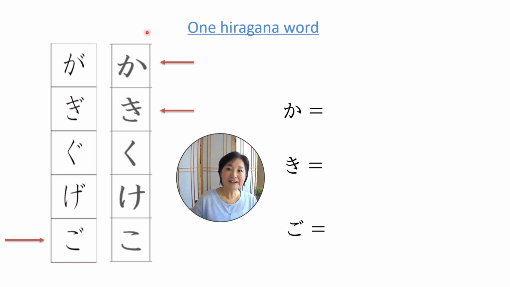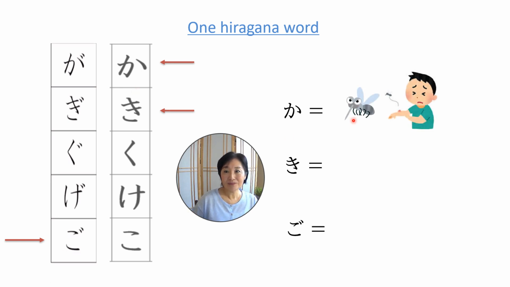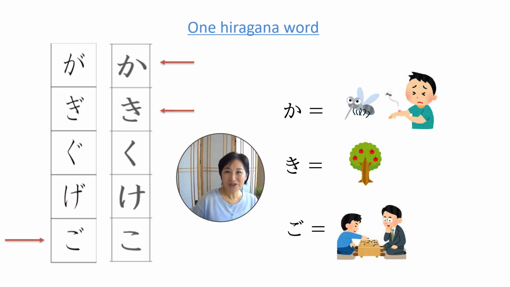Now let's figure out some one-hiragana words from these 2 lines. The first one, ka, is a question marker, but it also means mosquito. Ka. And the next one, ki. It means tree. And how about this one? Have you played this game? Go is go.